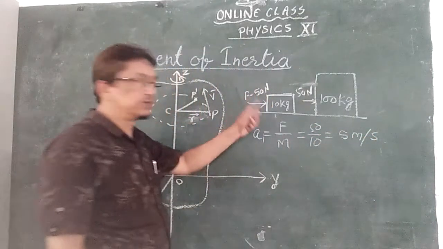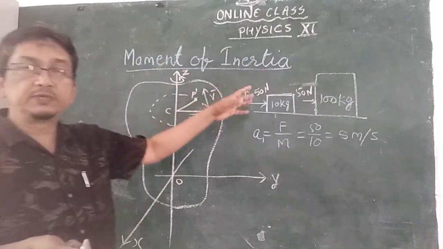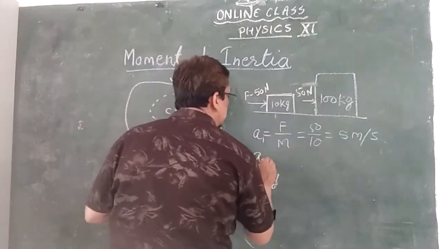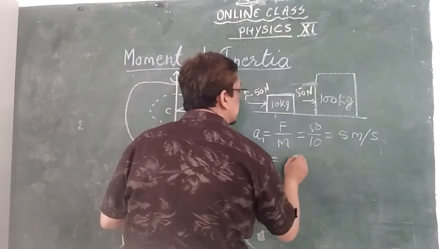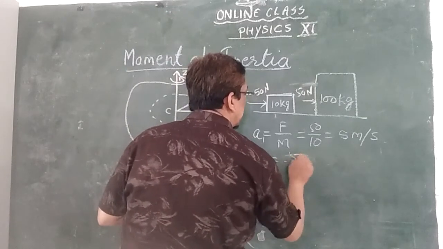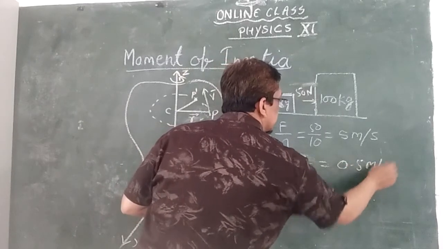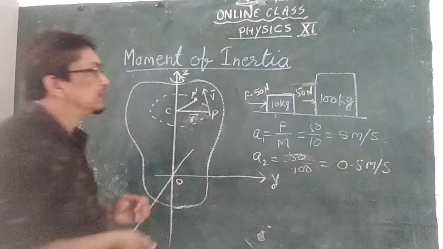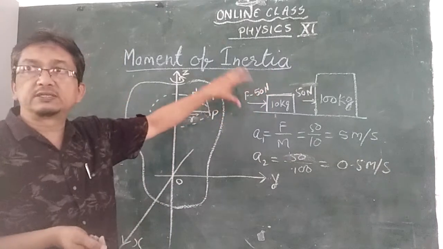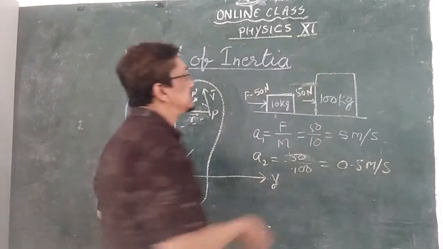This is the acceleration for this body, and when we apply the same force to the 100 kg object, what will we get for the acceleration? There will be a2 is equal to again F upon m, so this will be 50 upon 100, and this will become 0.5 meter per second squared. So you can say easily the acceleration of this less massive object is more than that of the more massive one. So we can say there is more inertia.